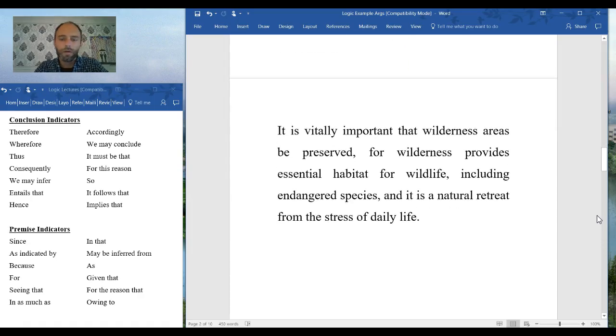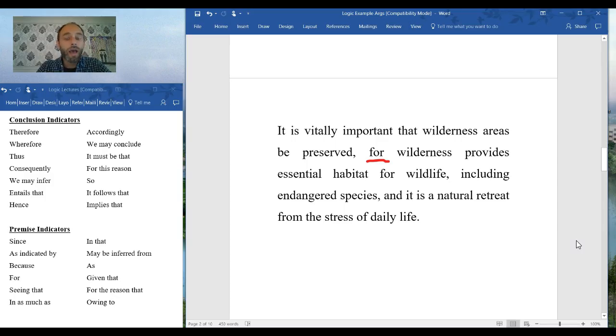All right, let's look at another argument in this vein. So it is vitally important that wilderness areas be preserved, for wilderness provides essential habitat for wildlife, including endangered species, and it is a natural retreat from the stress of daily life. So again, we look for indicator words, we scan the argument, and we see this word "for." We look at our list of indicator words, and we see that "for" is a premise indicator. So what we're likely to see after the premise indicator word are going to be premises, right?